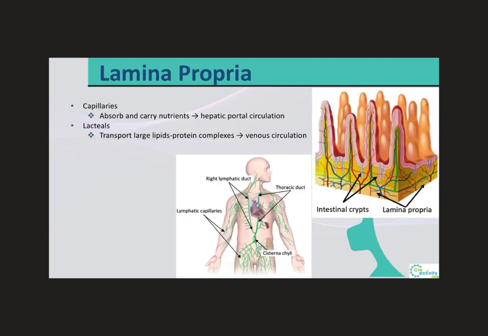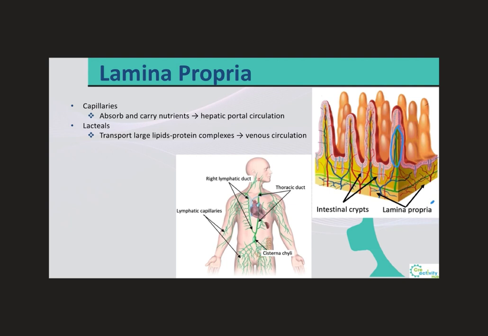Now, the lamina propria of each villi contains an extensive network of capillaries that will absorb and carry these nutrients to the hepatic portal circulation. And we will talk more about the hepatic portal circulation when we cover the liver.